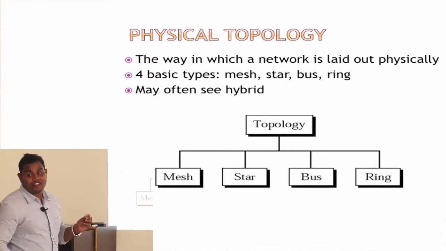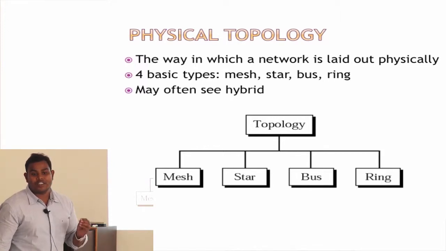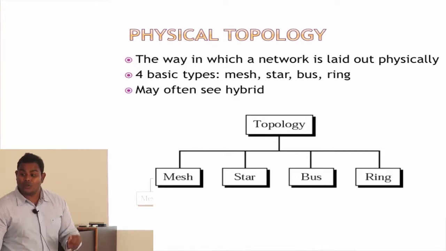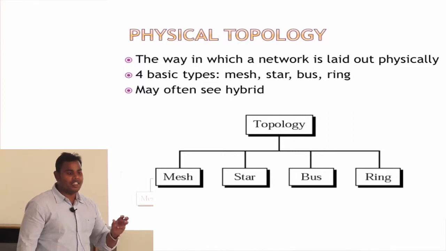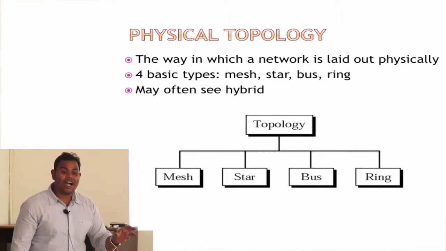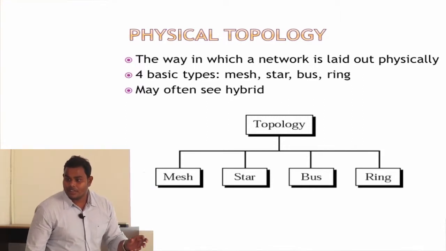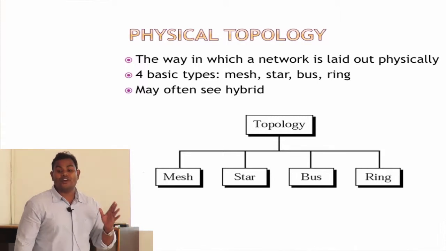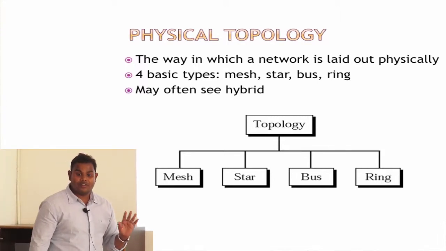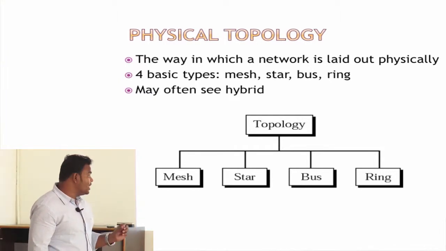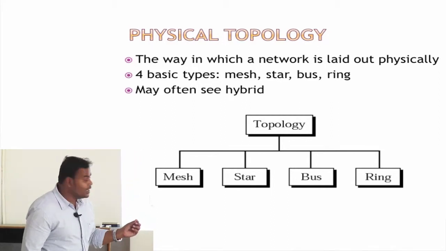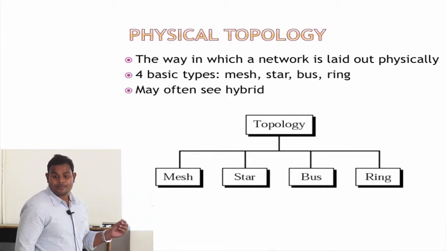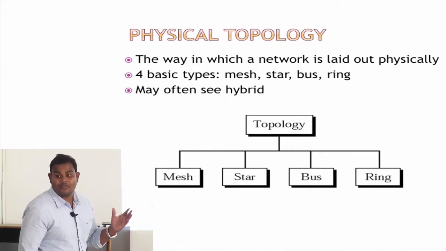Next is physical topology. What is the topology of a network? The topology of a network defines how the network physically exists. If we take a view of the network, how does the network look? Clear? There are four fundamental topologies of a network. How many? Four. What are the fundamental topologies? Mesh topology, star topology, bus topology, and ring topology. So these are the fundamental topologies of a network.